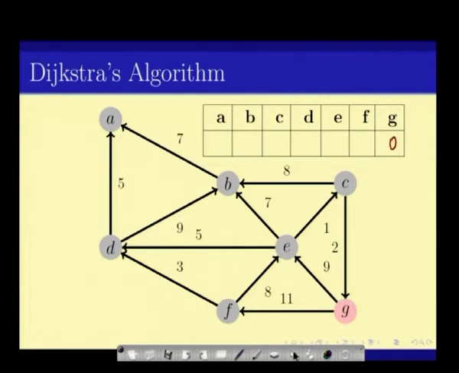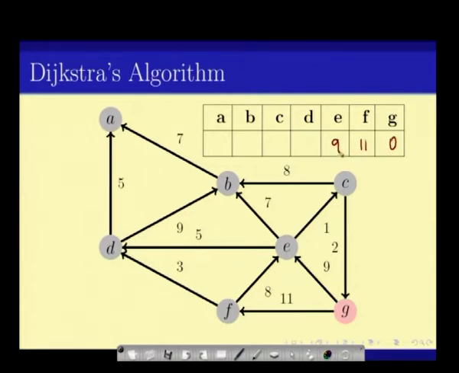Now, in the next step, all these edges will be updated. If G is 0, then the shortest distance to E is the shortest distance to G plus the edge length, which is 9. So, I write down 9 in the case of E. Similarly, for F, I write down 0 plus 11. When I leave things empty, it means there is no path from G to this set of vertices, and hence they are infinite. The distance from G to A right now is infinite.